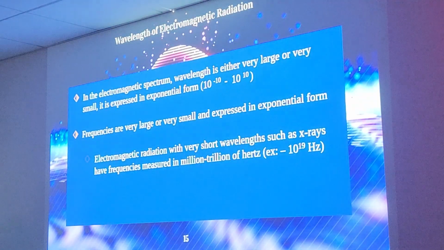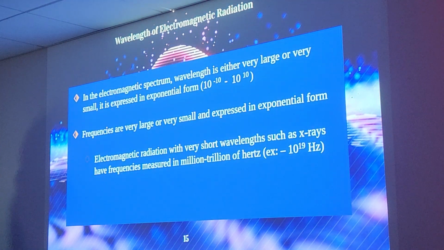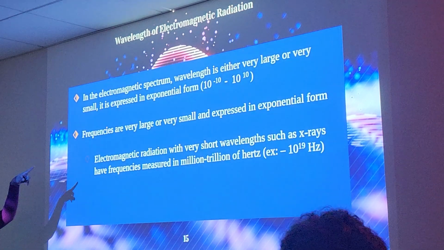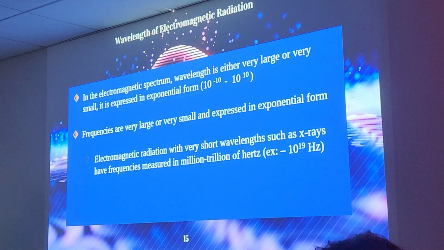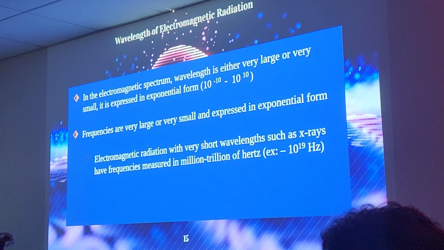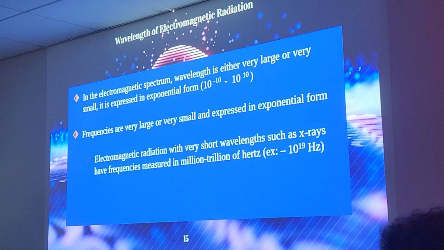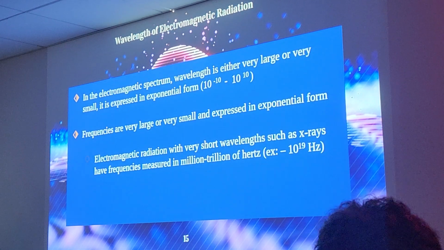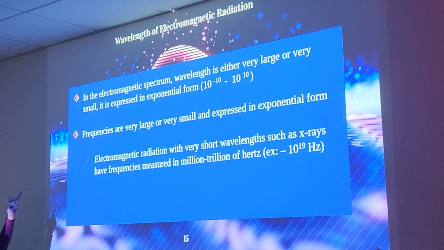So, some important things to understand. In the electromagnetic spectrum, wavelength is either very, very large or very, very small. Do you guys remember how it was written on the chart that I showed you? Some of the radio waves, in exponential form, right? It was either 10 to the power of negative something or 10 to the power of positive something. So they're either very, very large or very, very small. Same thing with frequencies. They're also either very big or very small, and they're also written as exponents.